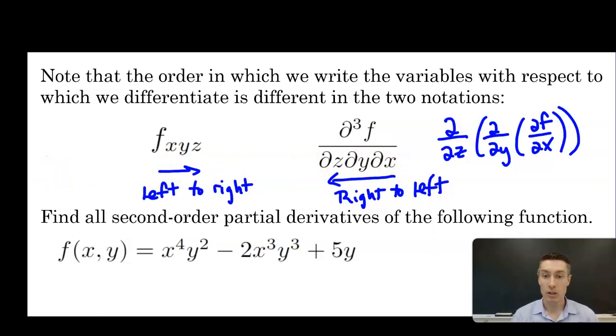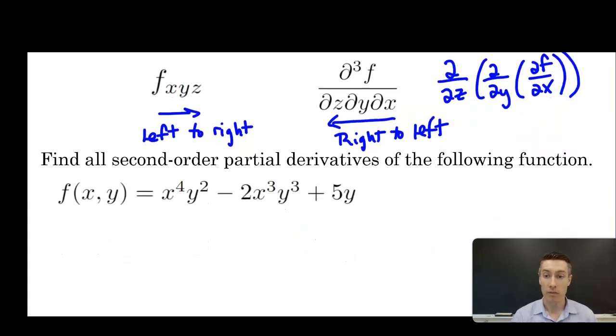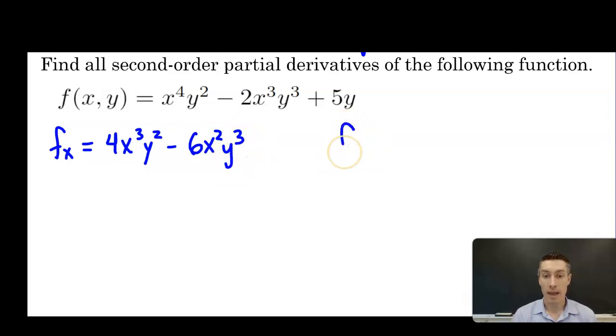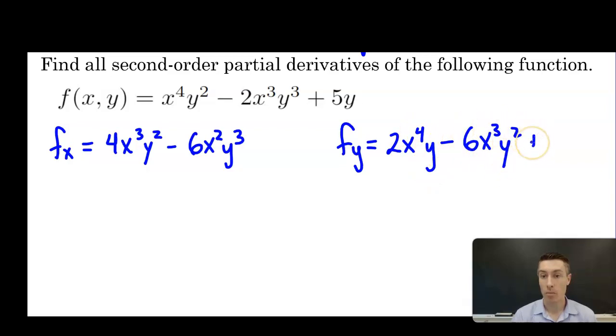So now that we talked about notation and how many second order partial derivatives we are going to get, let's find some. Find all second order partial derivatives of the following function, defined as x to the fourth y squared minus 2x cubed y cubed plus 5y. Start with our first order partial derivatives. So that's going to be 4x cubed y squared minus 6x squared y cubed. And then the partial with respect to y is 2x to the fourth y minus 6x cubed y squared plus 5.